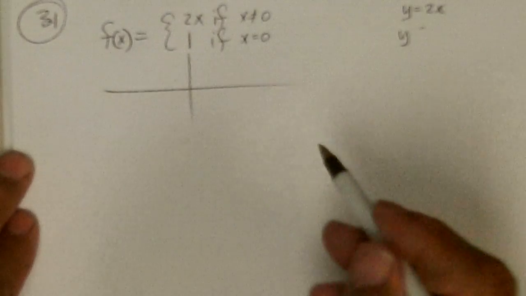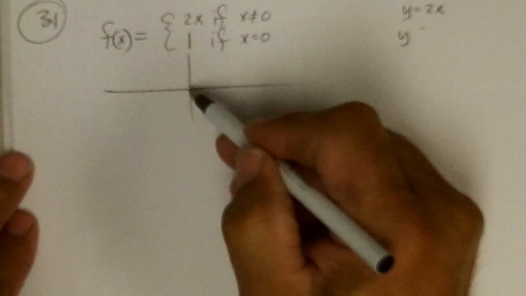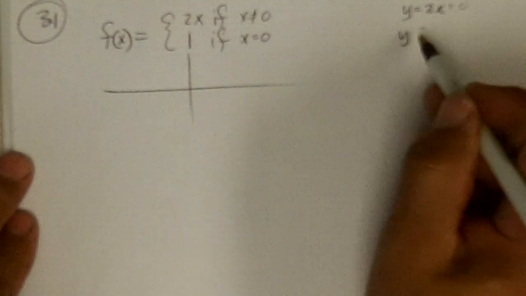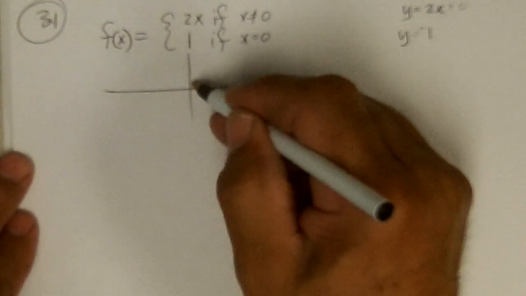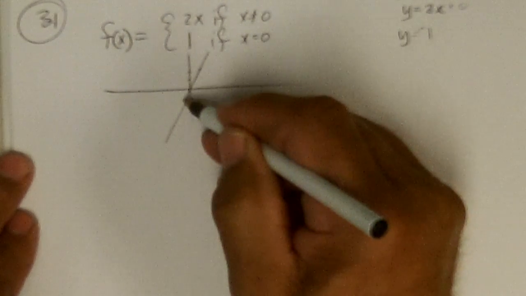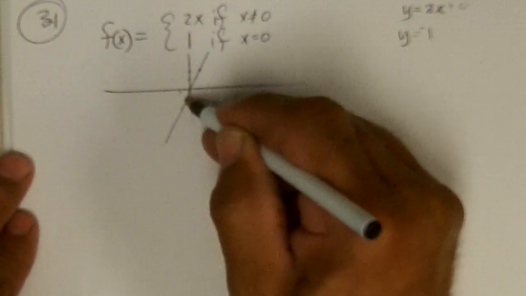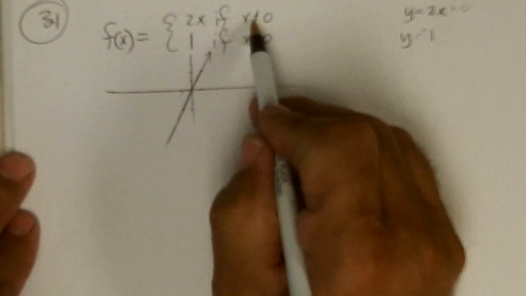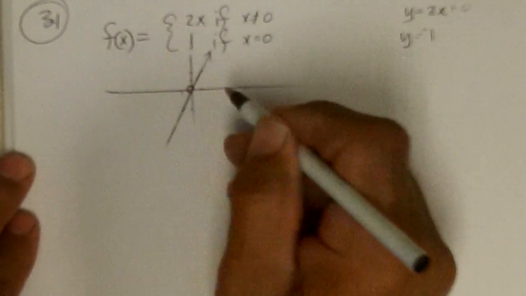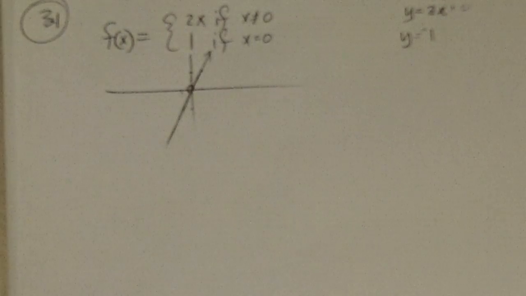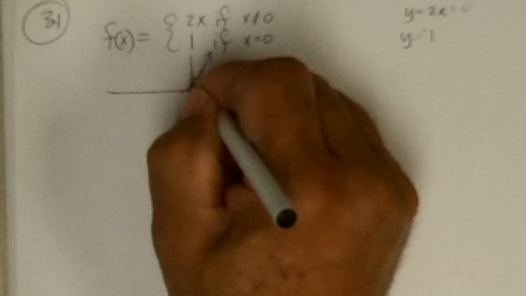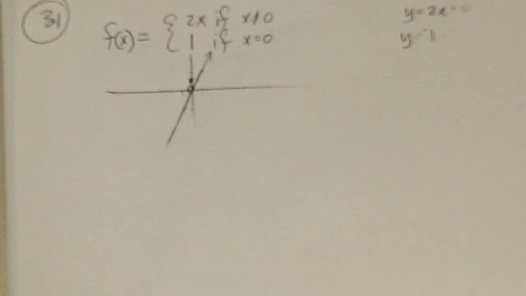So let's just graph this quickly. 2x, that's a slope of 2 with a y-intercept of 0. So that's a line that looks something like this. At 1 it's up 2. At -1 it's down 2. However, this is not used at 0, so there's a hole right there at (0, 0). And it says when x is 0, use 1. So there's a dot, that's the only place.